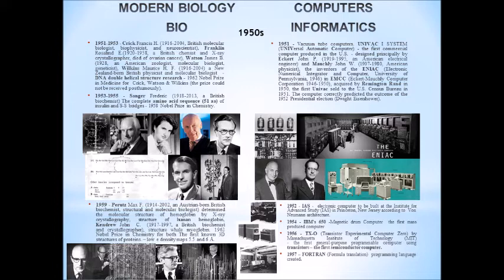So you can see here two columns of the slide. On the left, modern biology, and on the right, computer informatics. Yes, two interesting disciplines which started to grow in the 50s. So on the left side we have modern biology, on the right side we have computer informatics, yes?